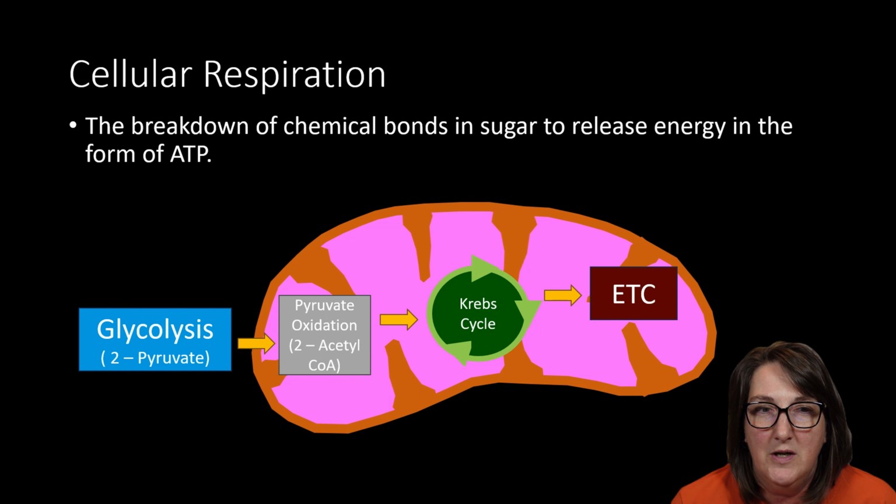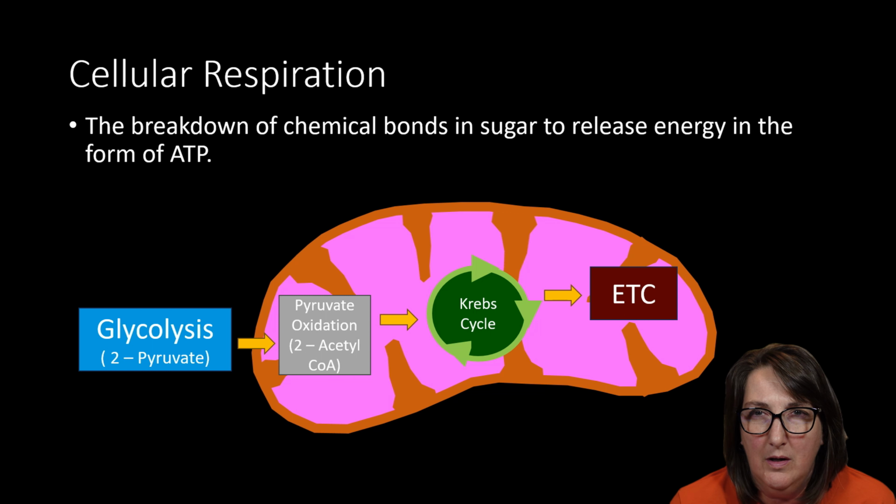So cellular respiration is the breakdown of chemical bonds in sugar to release energy in the form of ATP. If you remember, in photosynthesis, we were building sugars. I had to get all my C's, my H's, and my O's to make sugar. So now I have sugar, I have glucose, and I've got to break all these bonds down.